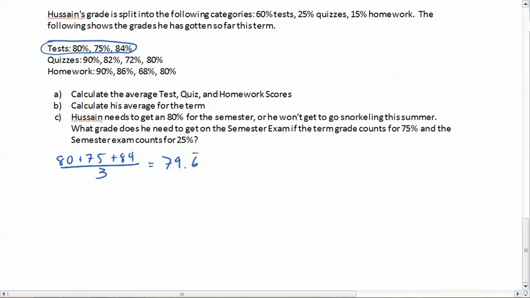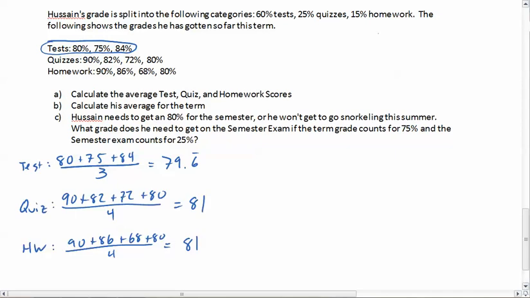Now I'm going to do the other two really quick because that part's easy. Okay, so I got the quiz average and the homework average. They all ended up being 81. I don't know how that happened, I just made up those numbers. But oh well, such is life. We got 81 for each of those averages. So now the question is to calculate his average for the term.